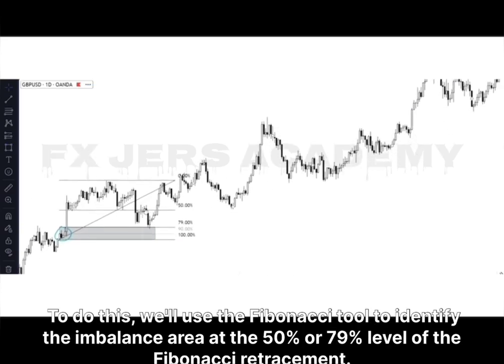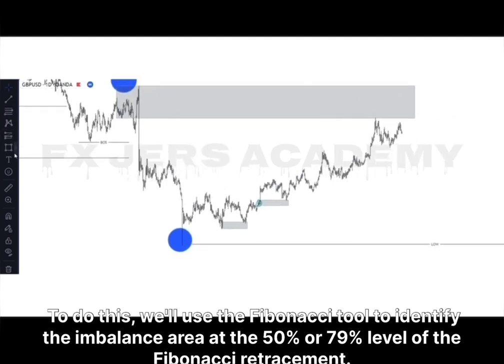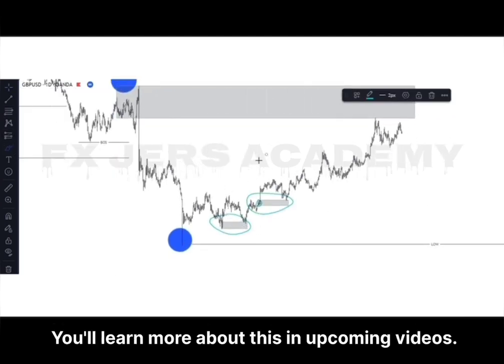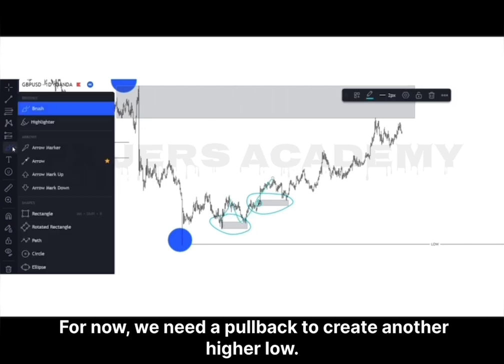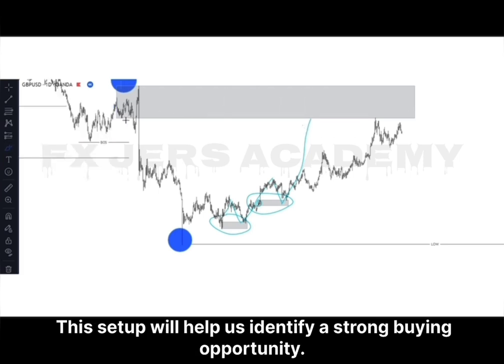To do this, we'll use the Fibonacci tool to identify the imbalance area at the 50% or 79% level of the Fibonacci retracement. You'll learn more about this in upcoming videos. For now, we need a pullback to create another higher low. This setup will help us identify a strong buying opportunity.